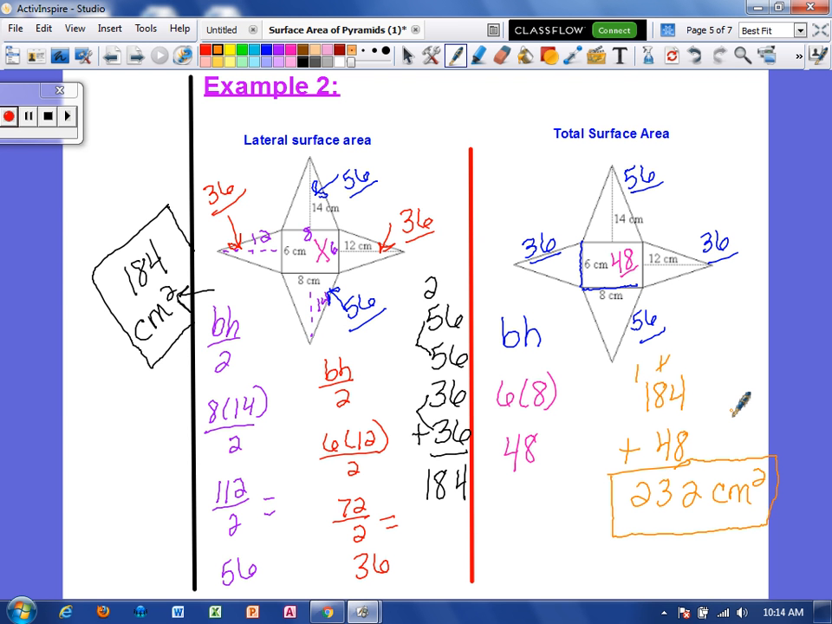So notice that with total surface area, you can just take the lateral surface area and then just add the base to it, and you end up getting the total thing.